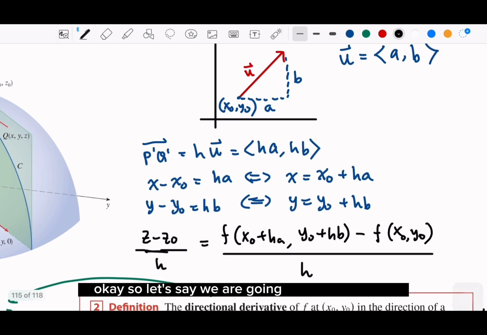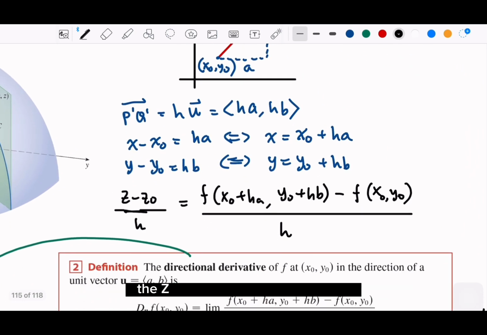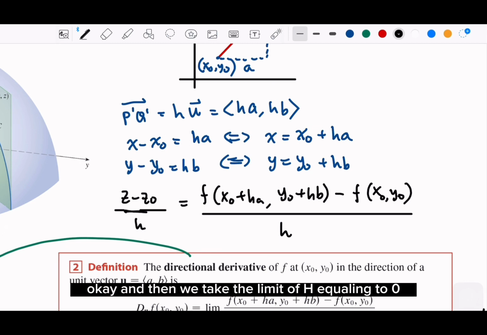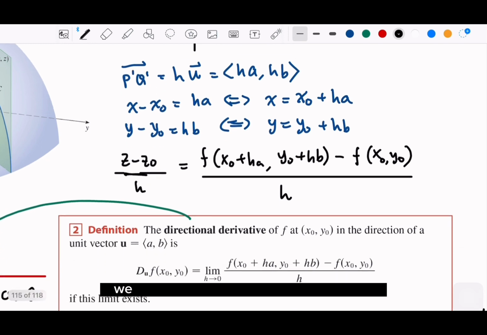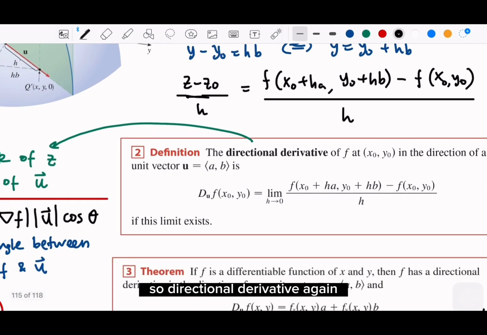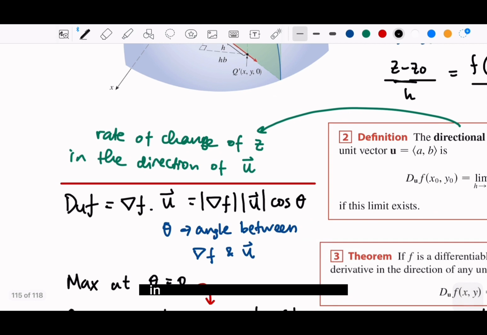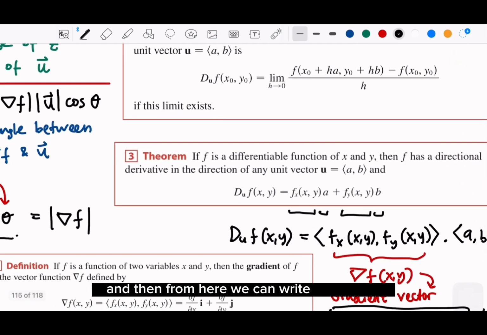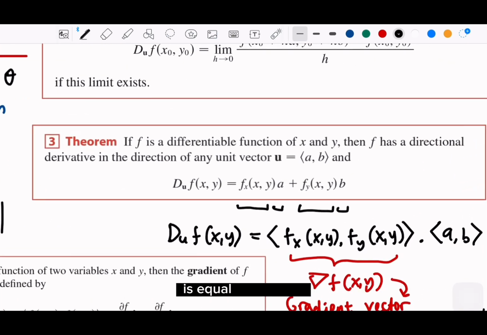So let's say we write the rate of change of z in terms of h, and then we take the limit as h goes to 0, which means that we are taking it into the derivative definition. So this is the directional derivative, that is, the rate of change of z in the direction of the vector u. From here we can simply write that the directional derivative is equal to partial x times a plus partial y times b, where a and b are from the vector u.